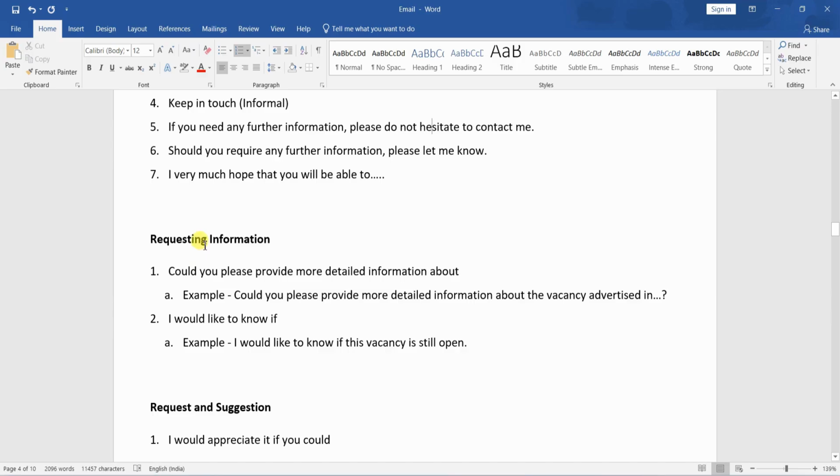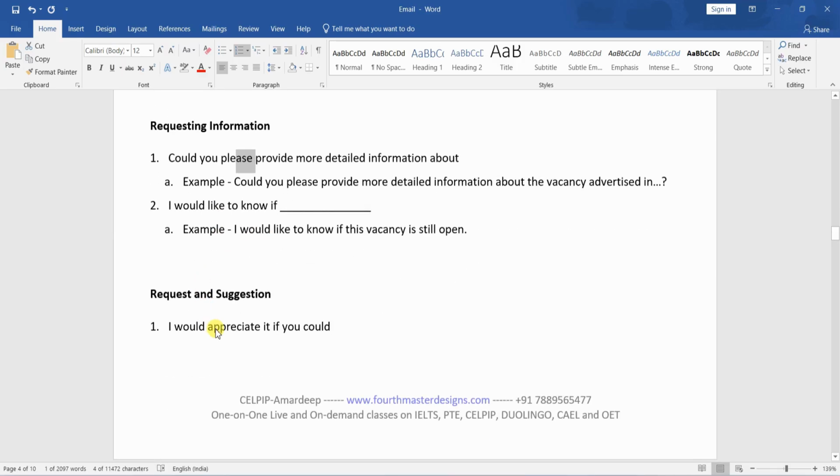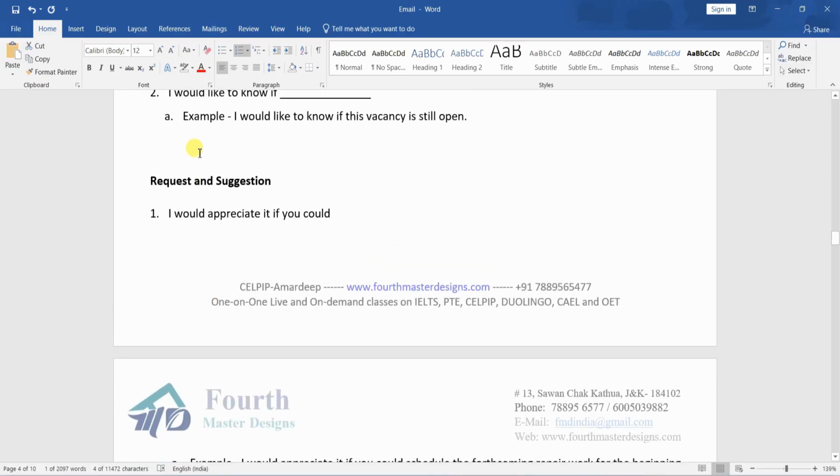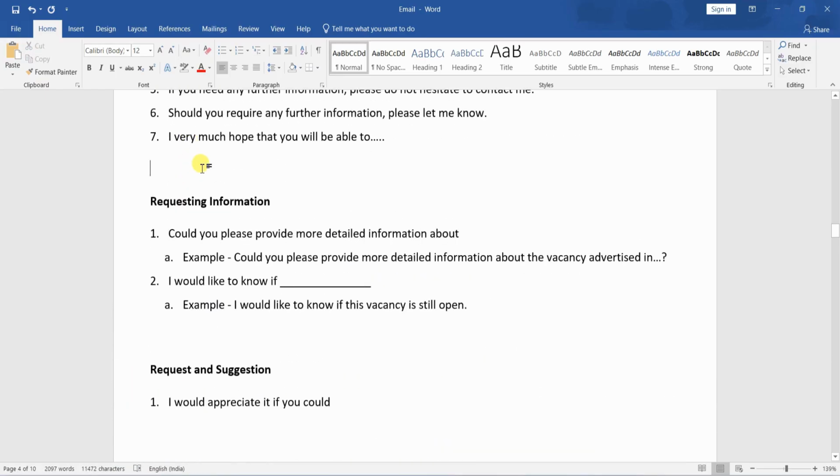If you already have some phrases in mind, then it's okay, you can go for those. Could you please provide me more detailed information about this? This is formal. I would like to know if this vacancy is still open. I would like to know if, then you say whatever you want to say. This is your formal. Can you provide me more information about? If I don't use could and I don't use please, it will become informal. That's the only difference. Could and can. Then, I would appreciate if you could.